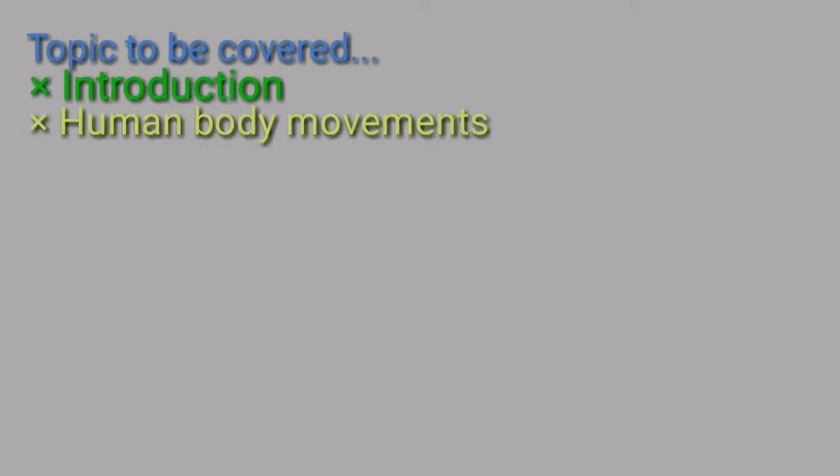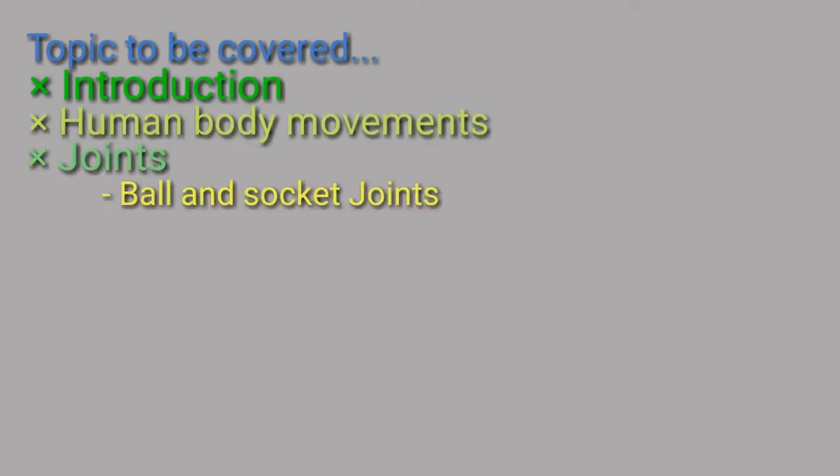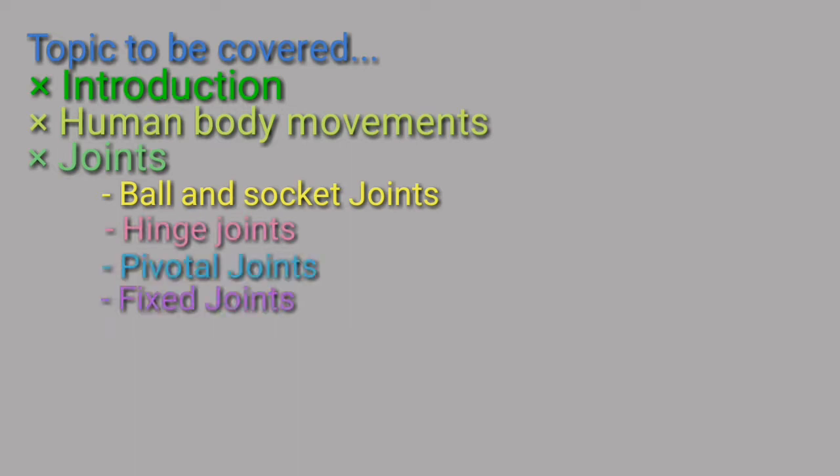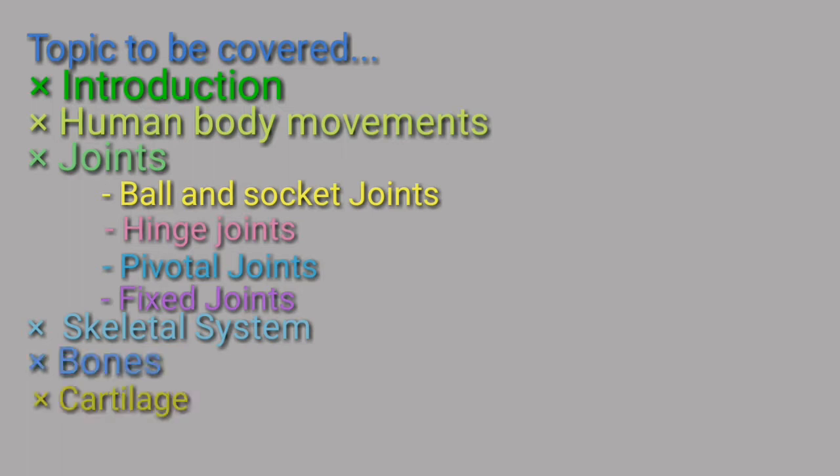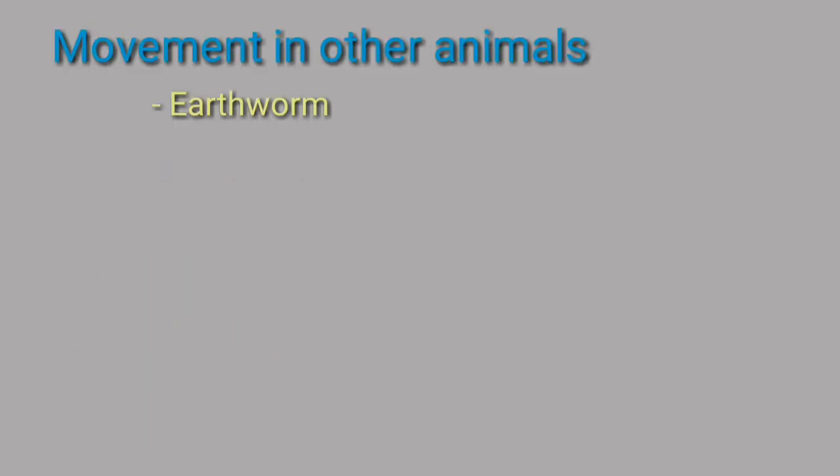Topics to be covered: introduction, human body movements, joints, ball and socket joints, hinge joint, pivotal joints, fixed joints, skeletal system, bones, cartilages, and muscles. Movements in other animals: earthworm, snail, cockroach, fish, birds.